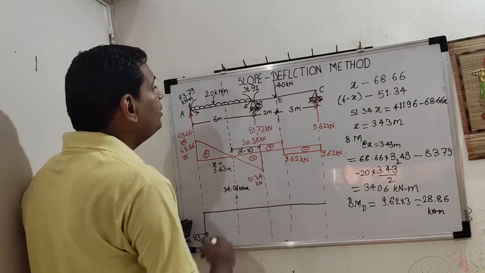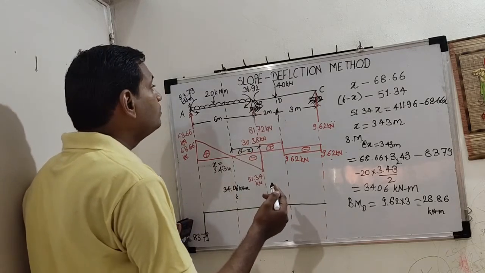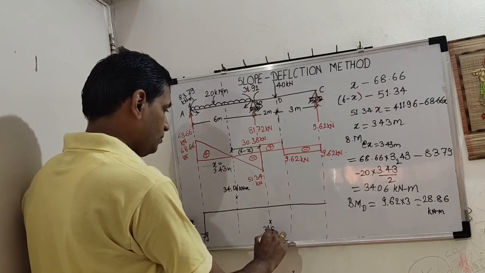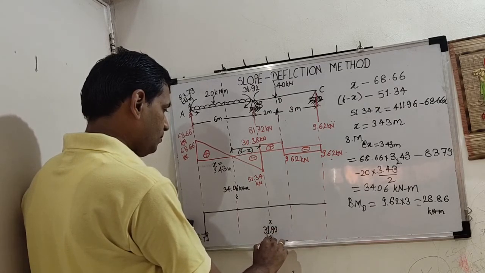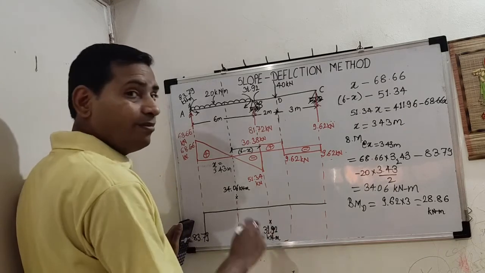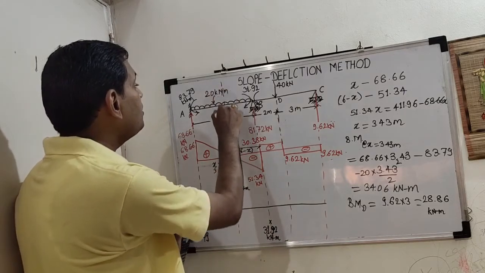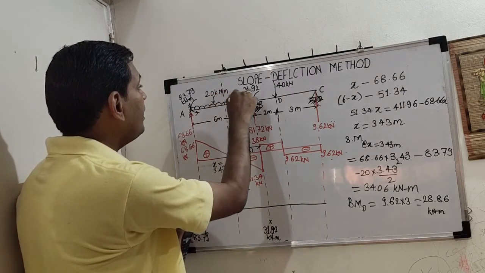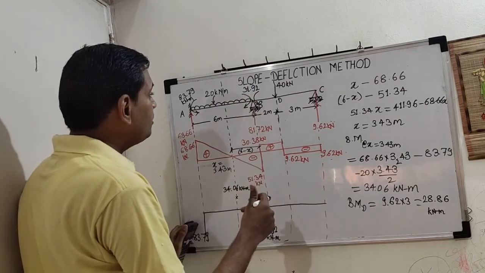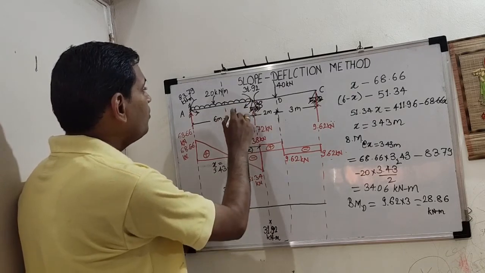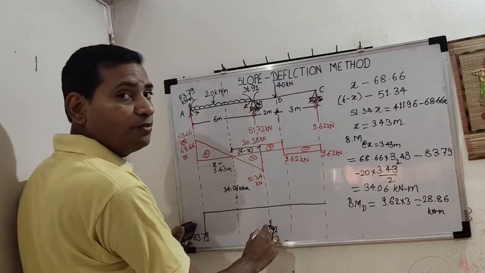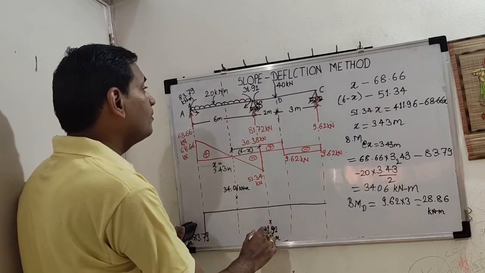Then moment on B, 31.92. Plot it here. Why have I plotted it below? This is the section line. On the right hand side of the section line, moment is clockwise. So again, as per the sign convention, if moment is clockwise on the right hand side of the section, that will be minus. Hence it is below the reference line.